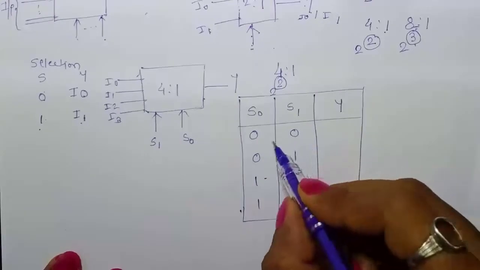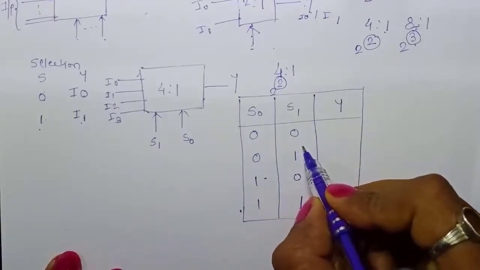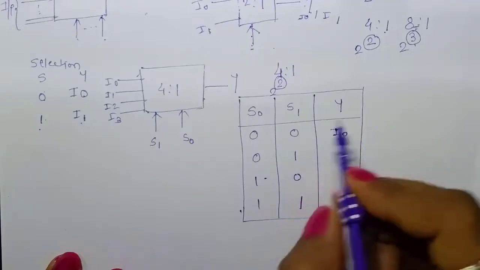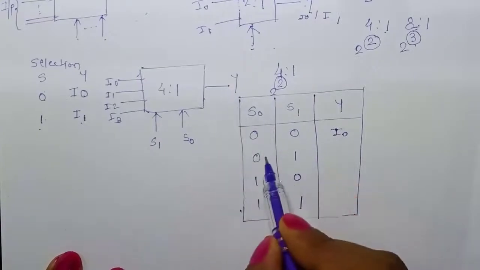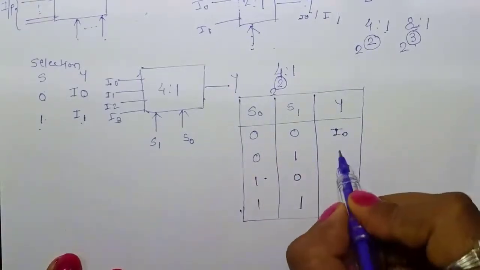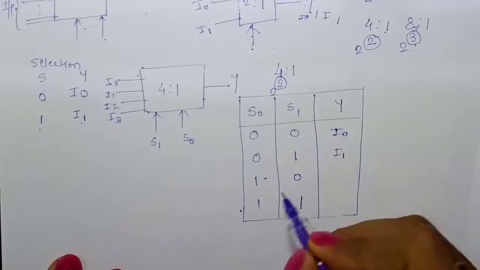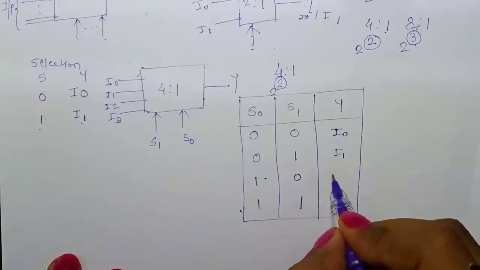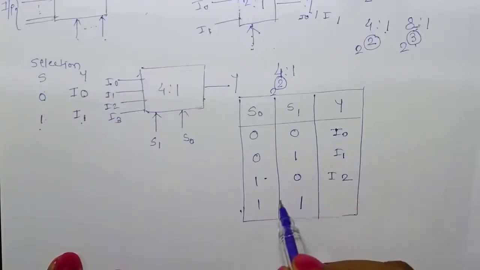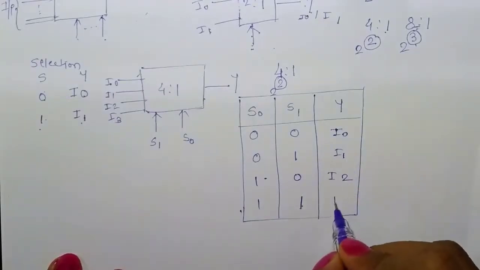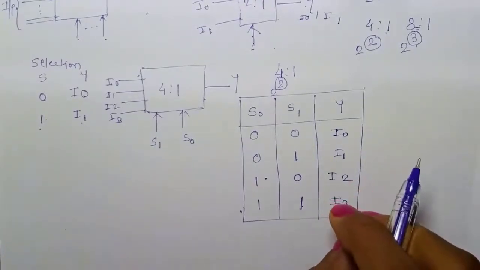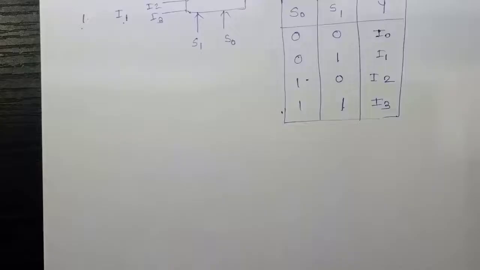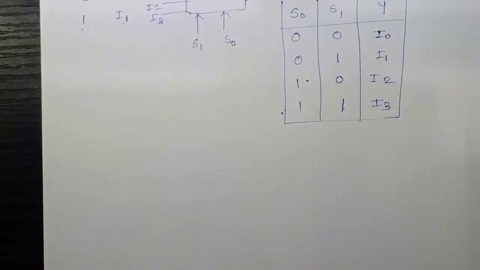So if the selection line is 0 0, then your output will be what? I0, because the I0 line will be selected and connected to your output Y. Likewise, if the selection line is 0 1, your output will connect to I1. If the selection line is 1 0, your output will be I2, and if your selection line is 1 1, your output will be connected to input line I3. So this is the function of a 4:1 multiplexer. Depending upon the selection line, we can select any one of the input lines as an output.